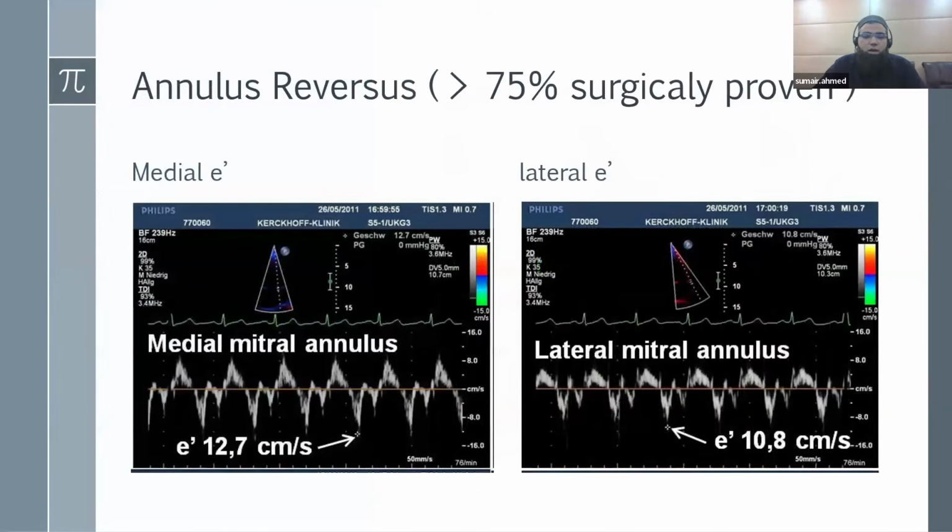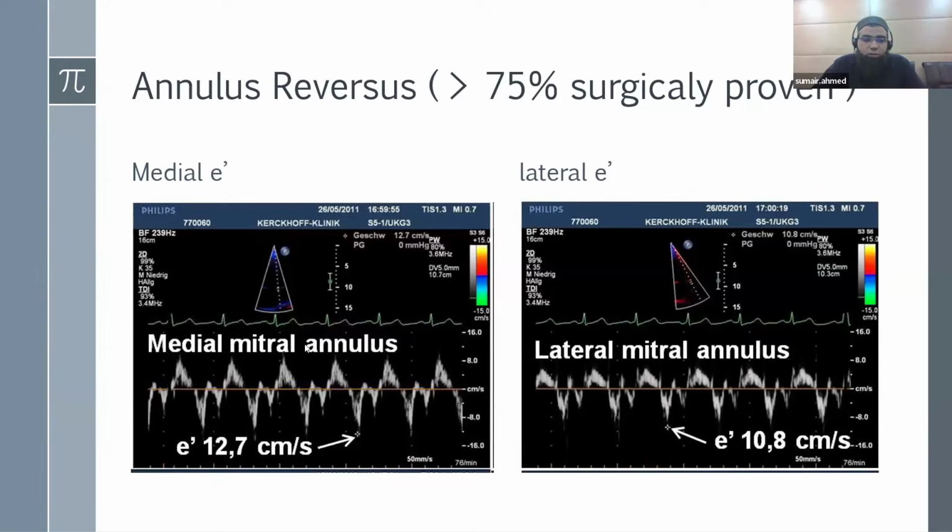So this is the next feature, annulus reversus, and we all know that normally the lateral E prime is greater than the medial E prime. But in case of constrictive pericarditis, since the pericardium is tethered, the lateral E prime becomes equal to or less than the medial E prime.